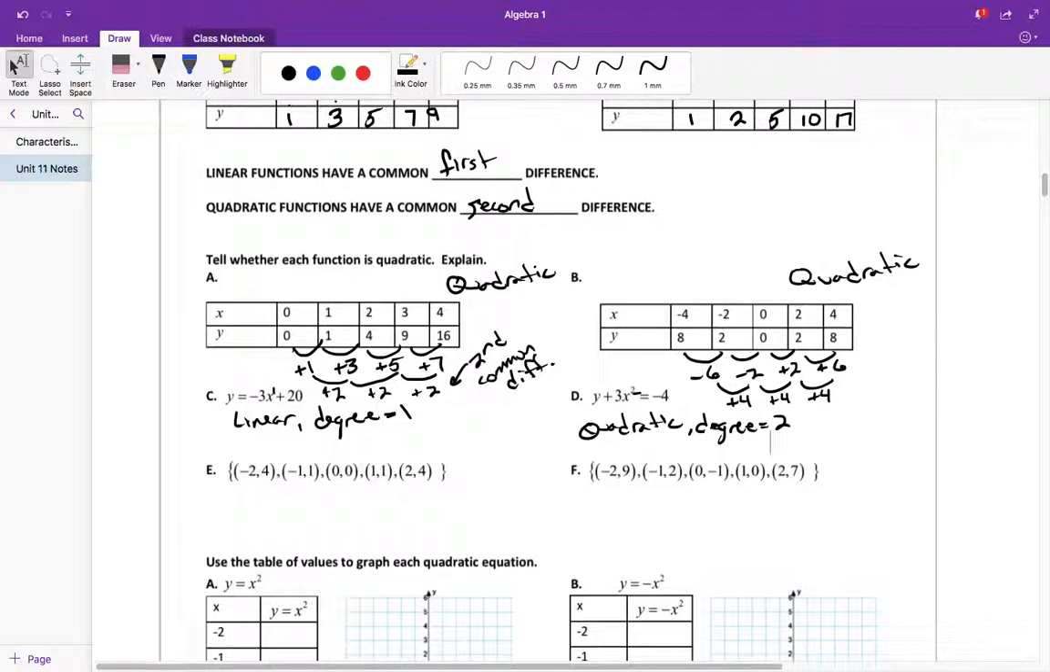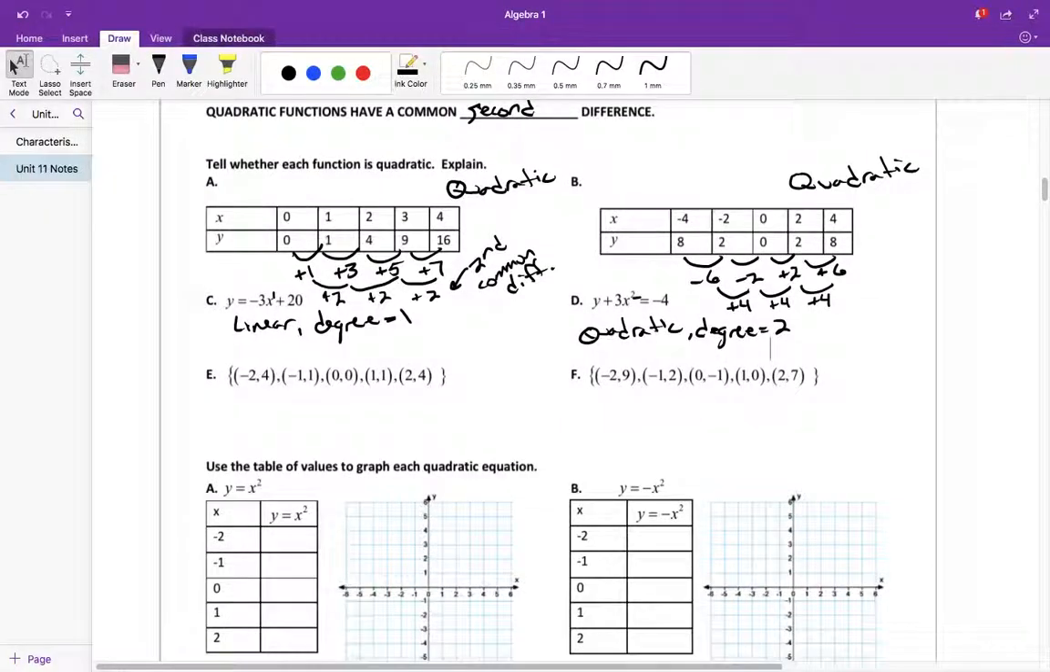For E and F, let's take a look at those next. So similar to a table, we're going to look at the y values. Notice that they're written as points. So from 4 to 1, we would go down by 3. From 1 to 0, we'd go down by 1. 0 to 1, up by 1. 1 to 4, up by 3.